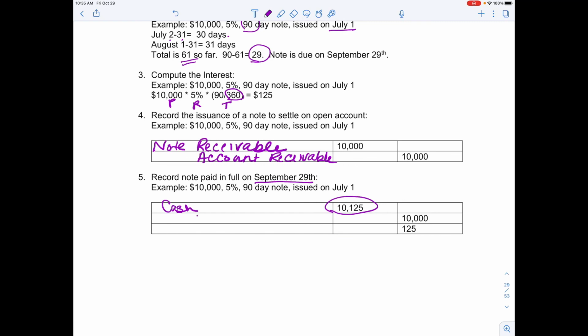We will then credit that note receivable for the amount we set it up for, therefore eliminating that note receivable on the books. That will be gone. And then we'll recognize our interest revenue. You notice the interest revenue is for the amount that we calculated up here. That's it for this chapter.